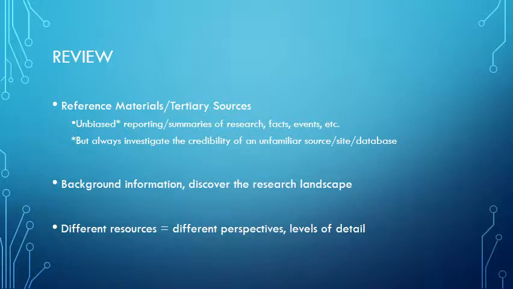Okay, I think that gives you a sense of the kind of things you can find in these different resources. So let's wrap up this presentation with a brief review. So we've been talking about reference materials, tertiary sources, things that are, in some sense, the farthest away from the topic. They're not dealing with original research or reporting directly on a subject, but they provide us with unbiased, usually, supposedly, hopefully, unbiased reporting and summaries of research, other people's research, facts, events, things like that. They lean towards the factual, the verifiable, the knowable.